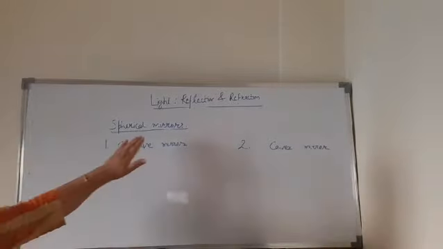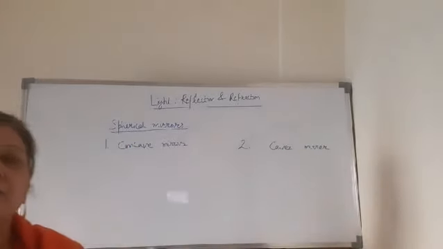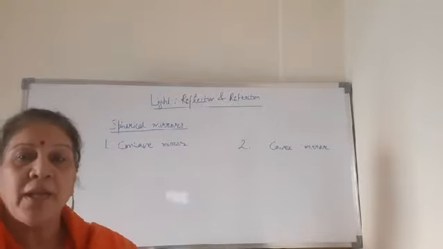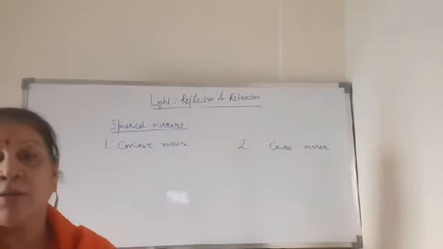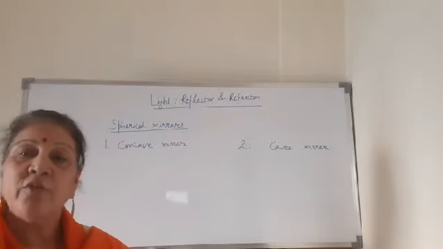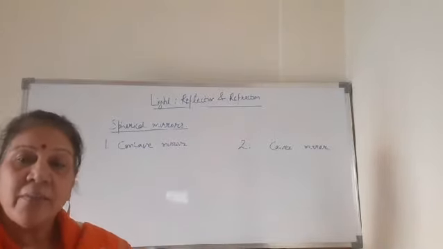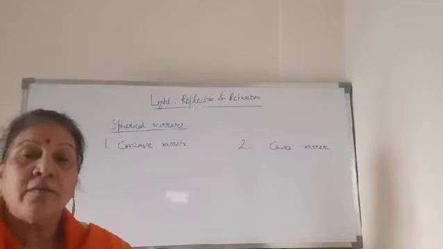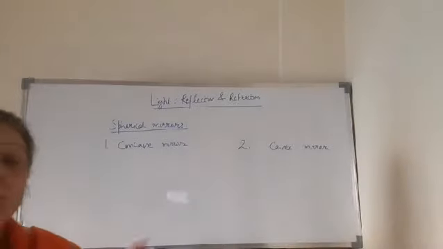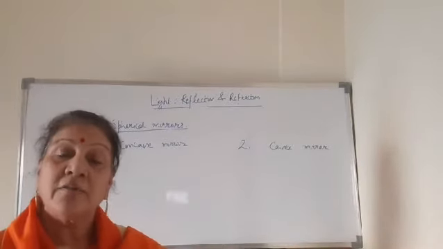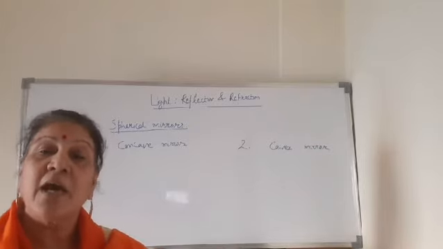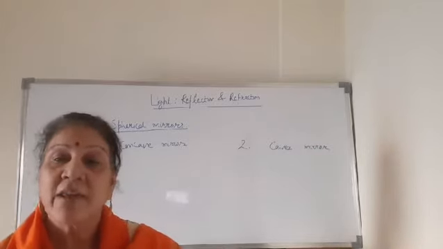So, spherical mirrors mean the mirrors which are formed from a sphere, or which are not plane. In the last diagram, when I was talking about the reflection through a plane mirror, we have seen that the mirror was plane, not curved. Here we are talking about the spherical mirrors, which are made from a sphere, or which are curved. Where the reflecting surfaces are curved, these are called the spherical mirrors.